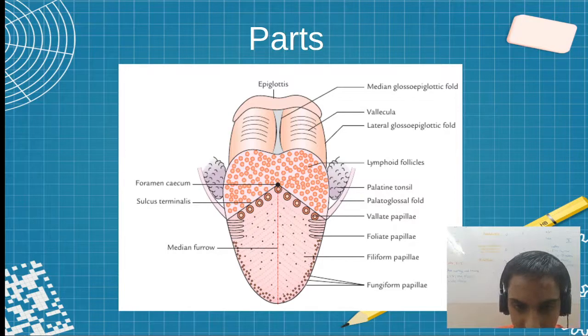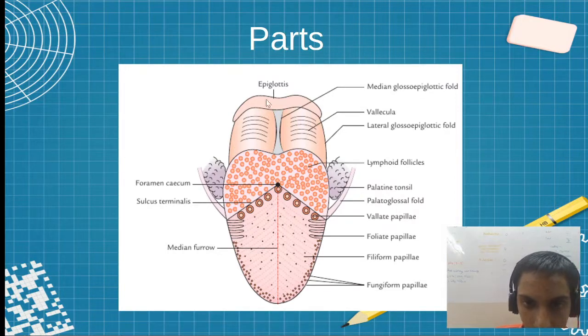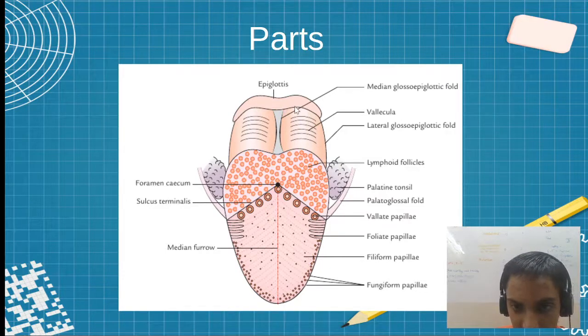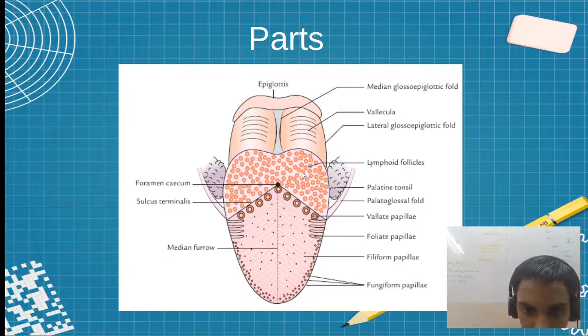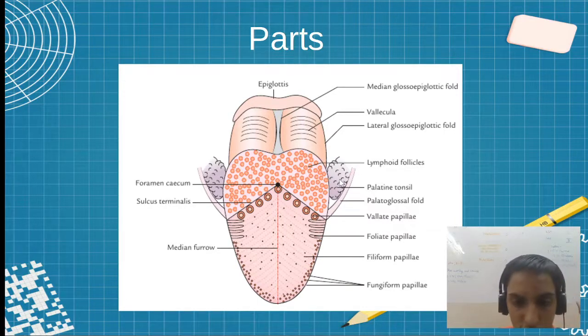So very interesting. You can see this picture. So what are the parts? Epiglottis. These two are called vallecula. This oval shape, vallecula. So this is the medial and lateral glossoepiglottic fold. This is lymphoid follicles. This is palatine tonsil. These two are the palatine tonsil, the grey color which you are seeing. And this is the palatoglossal fold, or nothing but palatoglossus muscle. Just remember, palatoglossus muscle will be situated here.